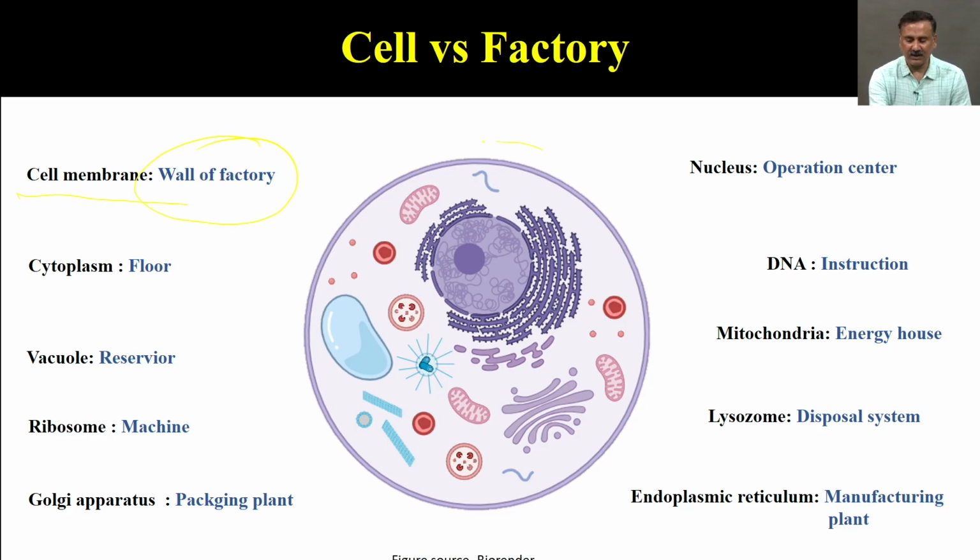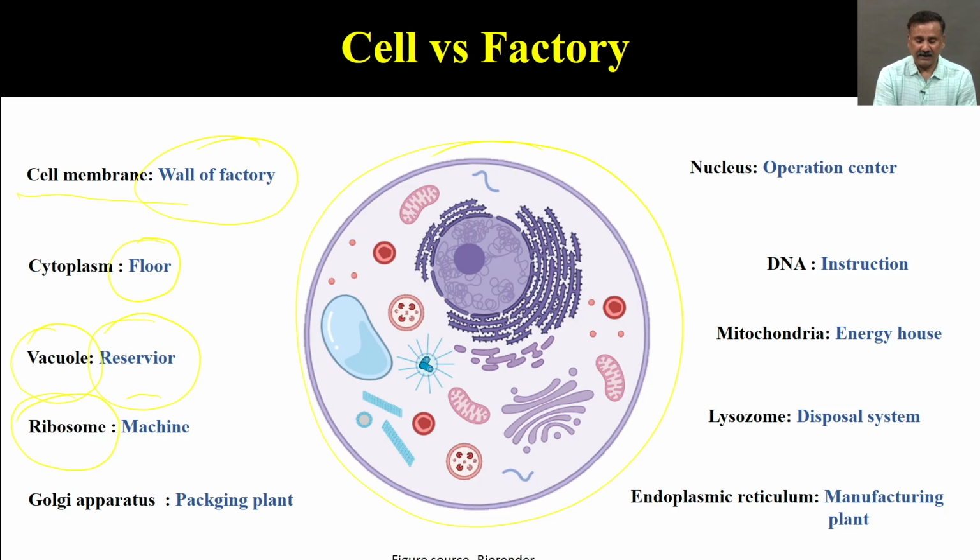If you see a cell, you have the cell membrane, and you have the cytoplasm. The cytoplasm behaves like a floor on which you build and put the different machines. Then we also have some empty areas, called vacuoles in the cell, which are used for storing different products, so they are part of the reservoir. Then we have the machines. One of them is the ribosome, which is the main machine for protein production.